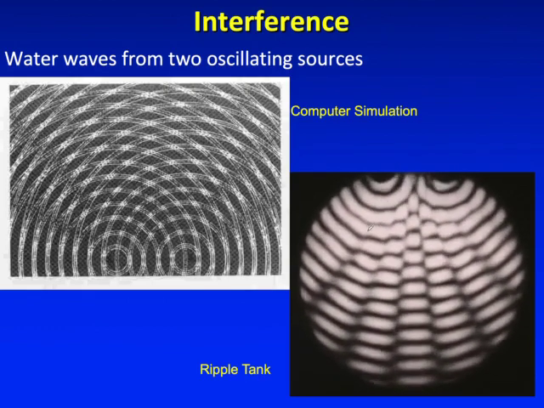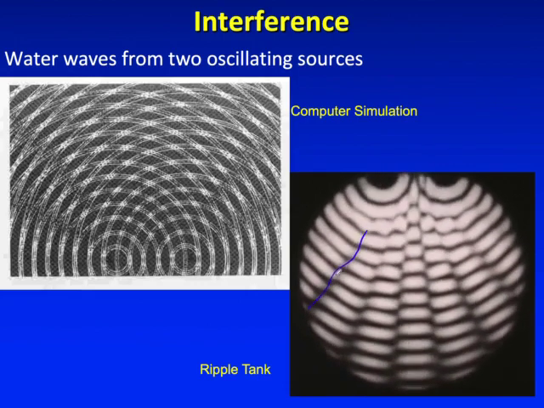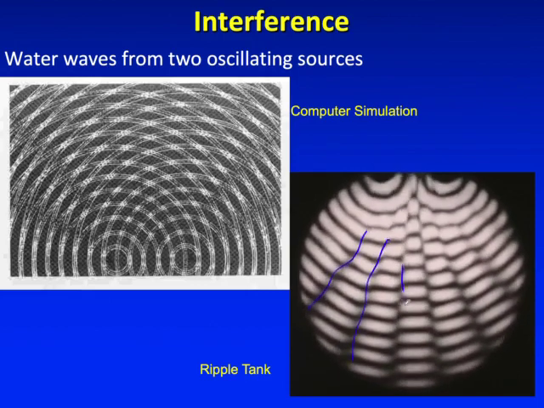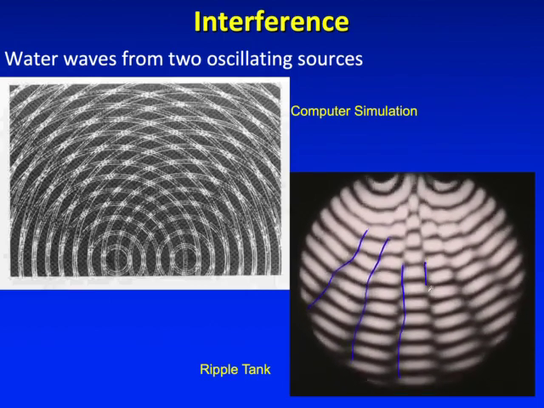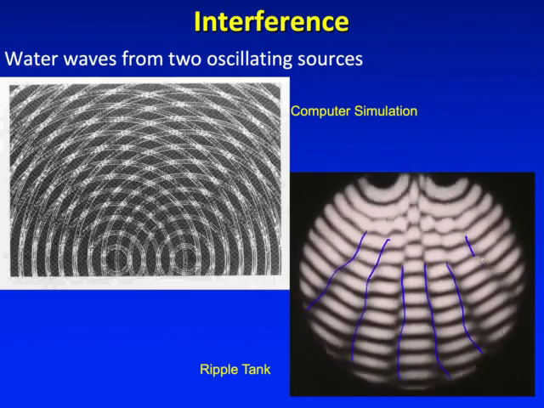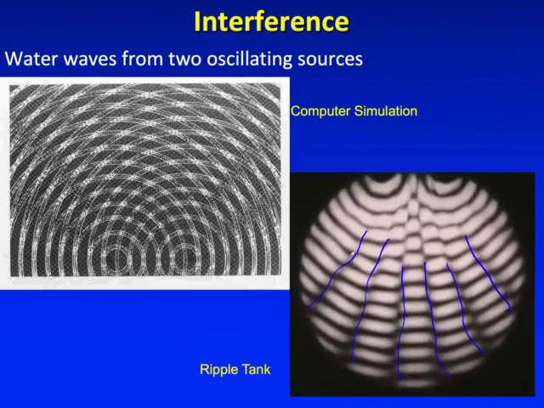You can actually see, I don't know if you can make it out here, these lines right here are where you don't hardly see anything at all. These are the lines of destructive interference between these two speakers, where you end up with the crest from one canceling out with the trough from the other.